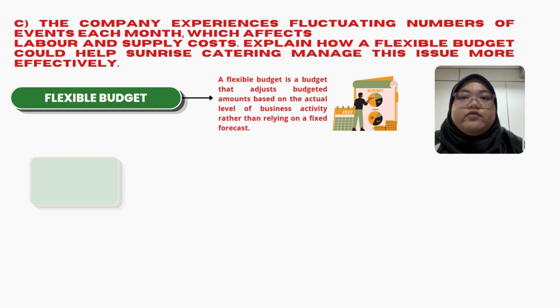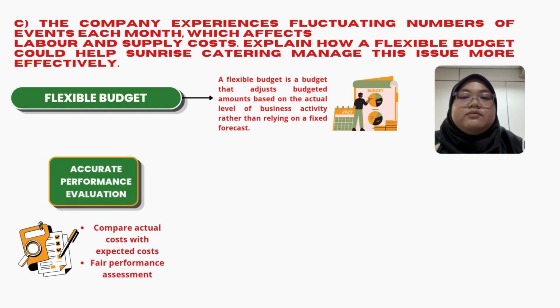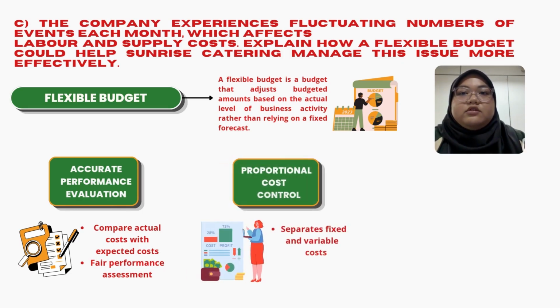First, accurate performance evaluation. A flexible budget helps the company compare its actual labor and supply costs with the expected costs based on the actual number of catering events. This gives management a fair and accurate way to evaluate the company's performance because the budget changes according to the number of events. Second, proportional cost control.